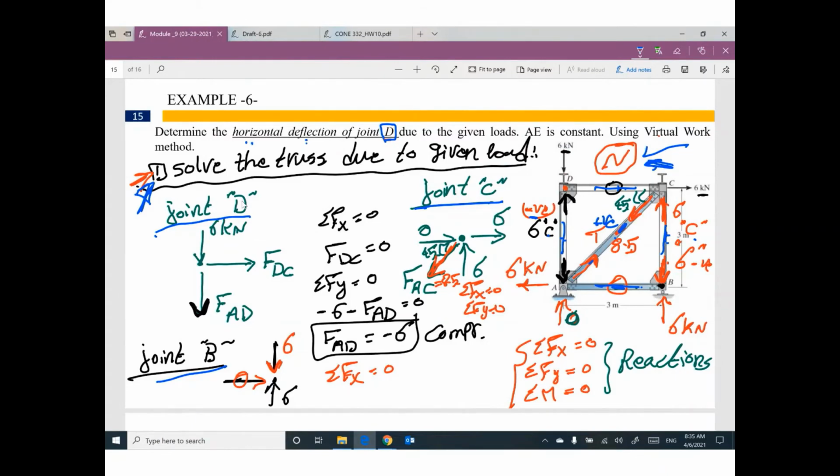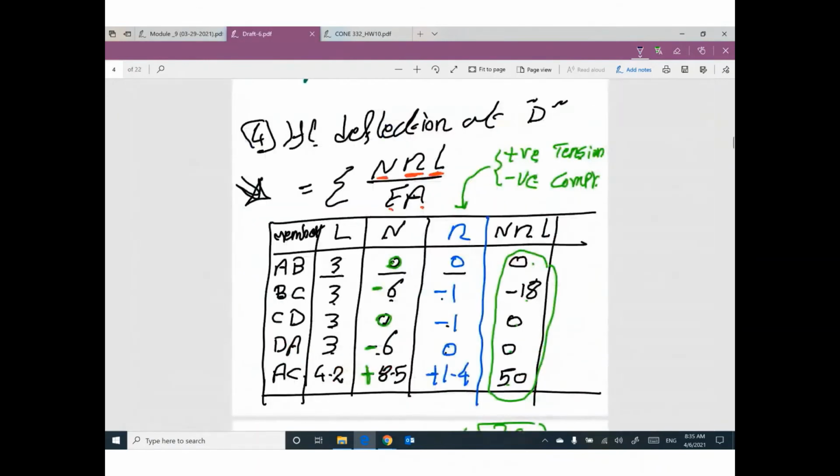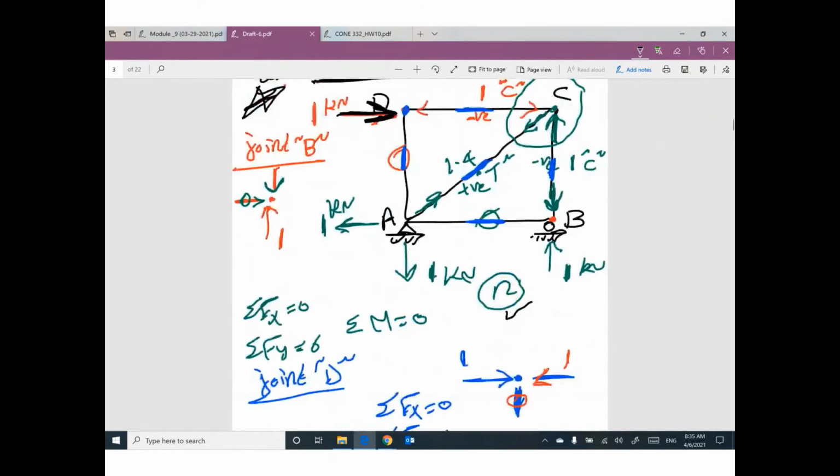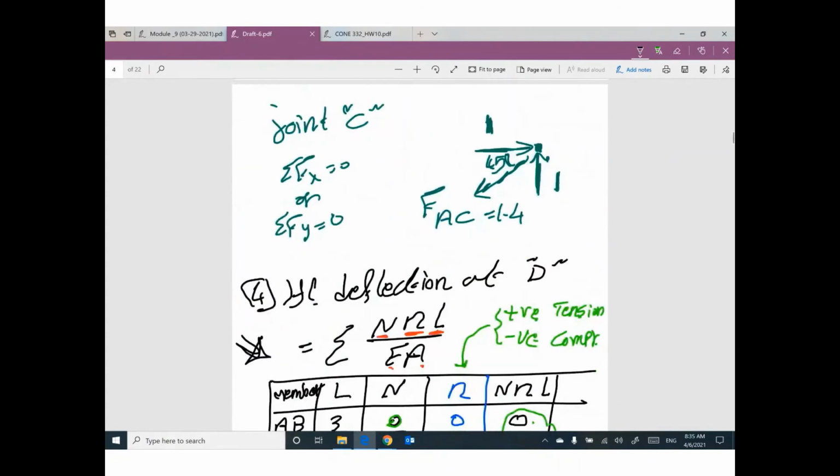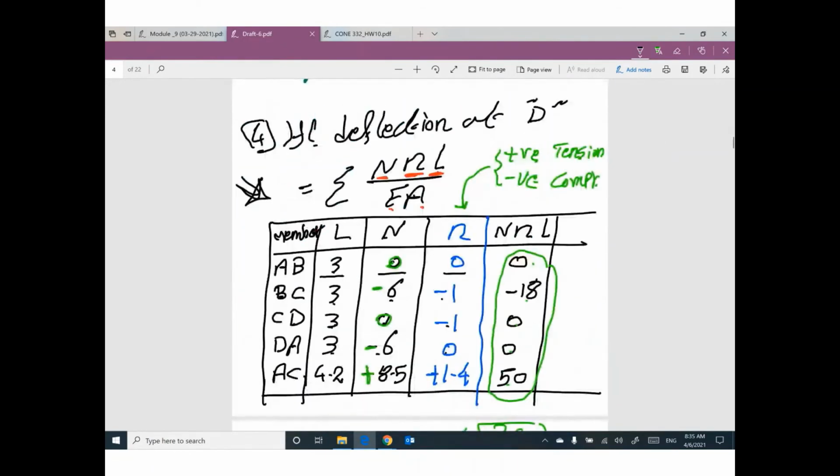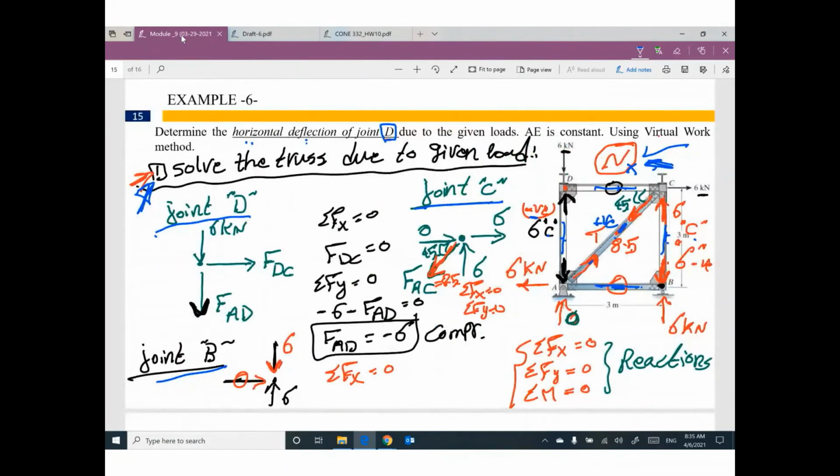Another scenario, one of you did not solve the truss and did not find capital N, and did not find small n, and he set up the table and kept it empty without numbers. I will give you 0, because I am sure you are not familiar with truss. You cannot solve the truss.